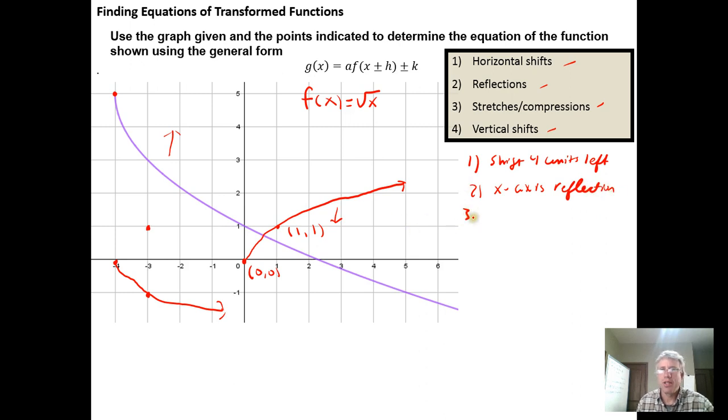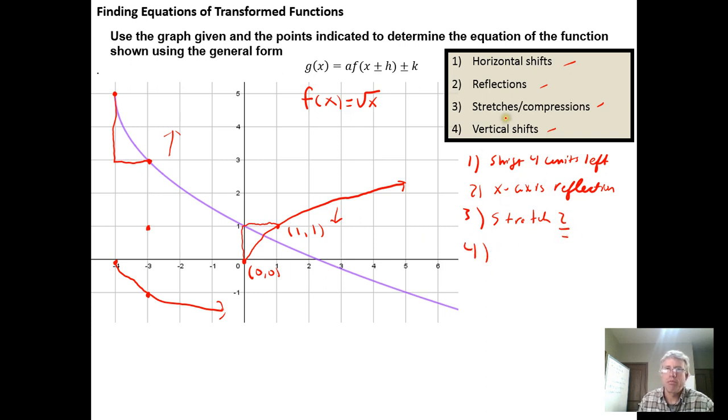And then look and see if you can identify whether there's any stretches or compressions. In this case, I'm going to say it looks like there's been a stretch of 2, because usually you start here, you go up 1, over 1 to get to the next lattice point. Here we're going 2 units and then over 1 unit to get to the next lattice point. That looks like a stretch of 2. And we'll look at another way of figuring out stretch in a little bit.